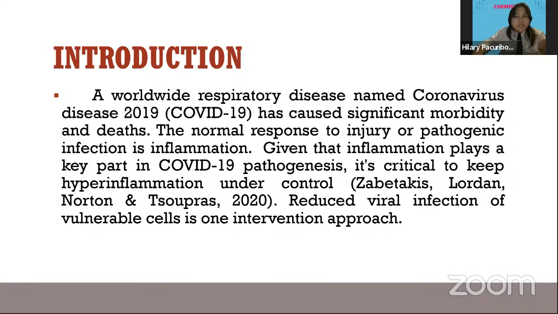Given that inflammation plays a key part in COVID-19 pathogenesis, it's critical to keep hyperinflammation under control. Thus, reduced viral infection of vulnerable cells is one intervention approach. So, you're probably wondering, how will we be able to reduce the production of the inflammatory cytokines? Next slide, please.